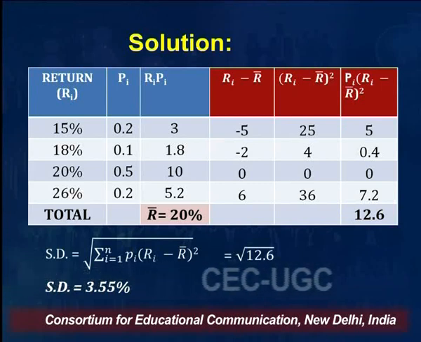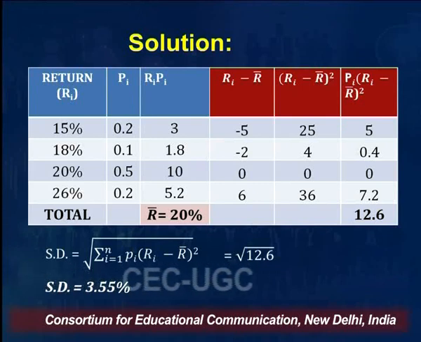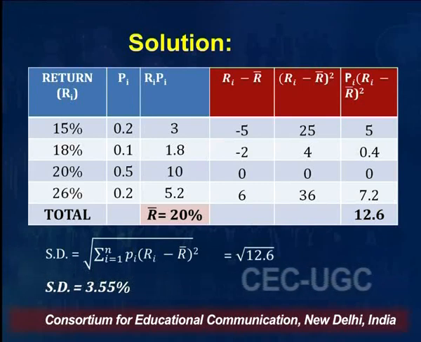4 multiplied by 0.1 is equal to 0.4. 0 multiplied by 0.5 is 0, right? So, 36 multiplied by 0.2 is 7.2, right? And you make the summation of it.